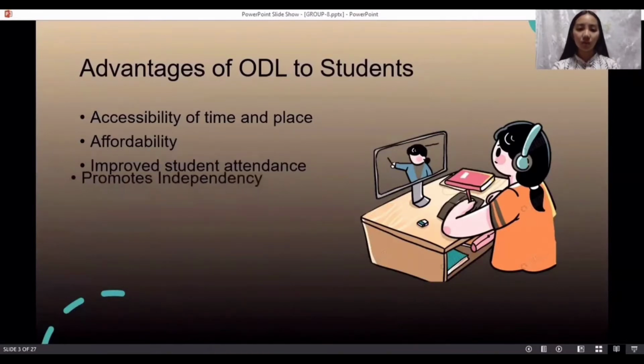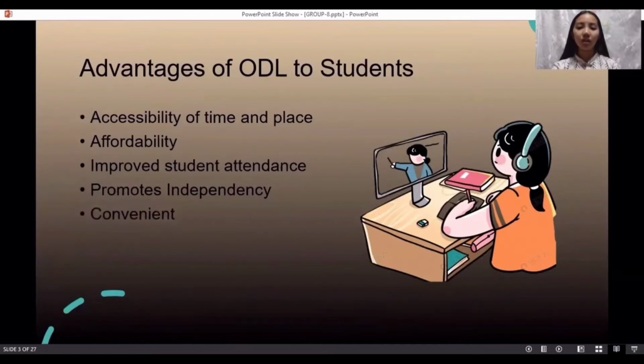It also promotes independency. It is indeed challenging since we don't have friends around us that we can directly approach if we need some ideas and explanation about the topics. That's why we need to do our best to comprehend the lessons on our own.